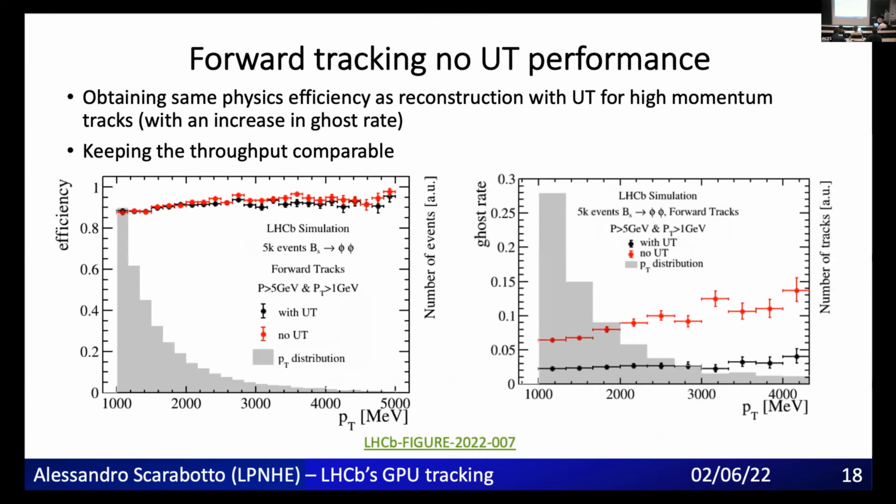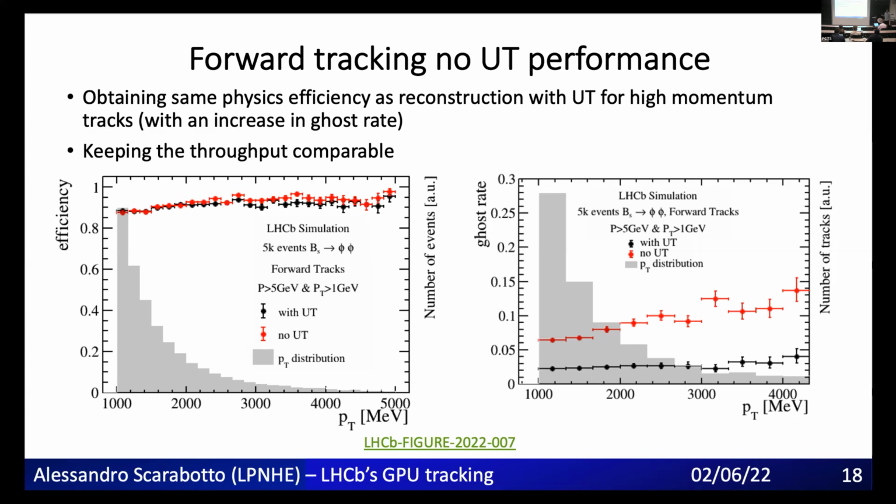And here the algorithm is focused on these higher momentum tracks, so momentum greater than 5 GeV and PT greater than 1 GeV. And we obtain very similar physics performance as having the UT for these higher momentum tracks. So we see here the comparison of with UT and no UT, still efficiency versus transverse momentum.